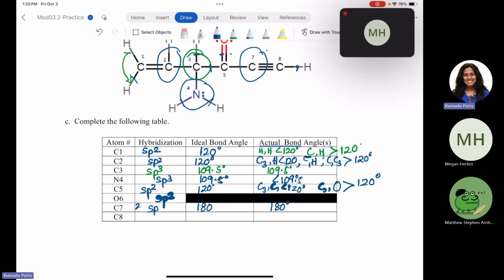Carbon 8 looks the same. Carbon 8 has only two sigma bonds, because it has a single bond on one side and a triple bond on the other side. So it has only two sigma bonds, again two things. That requirement is fulfilled with the sp hybridization. Bond angles would be 180 degrees in both cases.